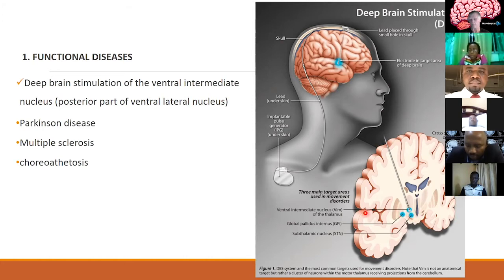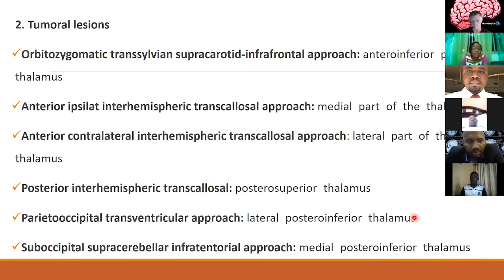We have the ventral intermediate nucleus. As I said earlier, it is a part of the ventral lateral nucleus of the ventral part of the lateral nuclear group. We have the globus pallidus interna and the subthalamic nucleus. We said it in our exposé on the basal nuclei.